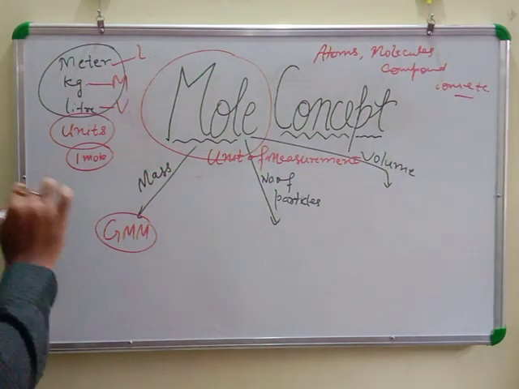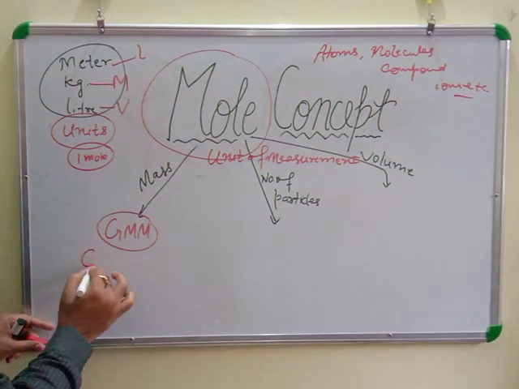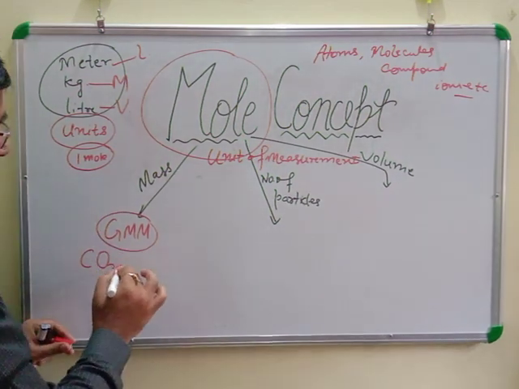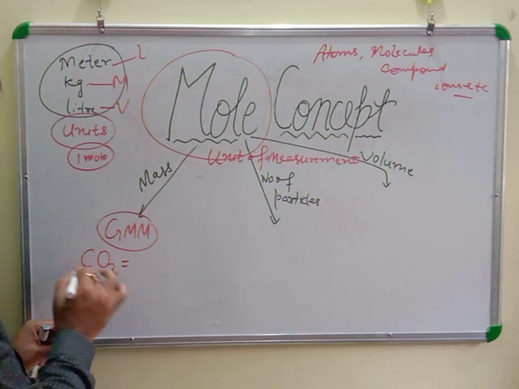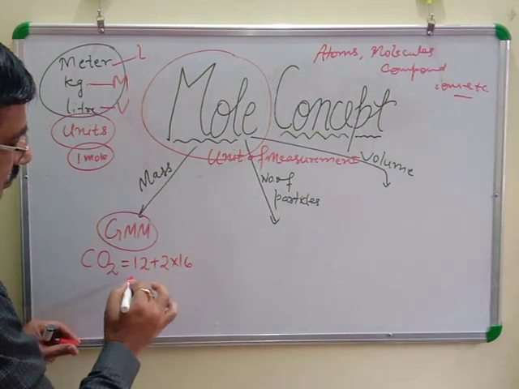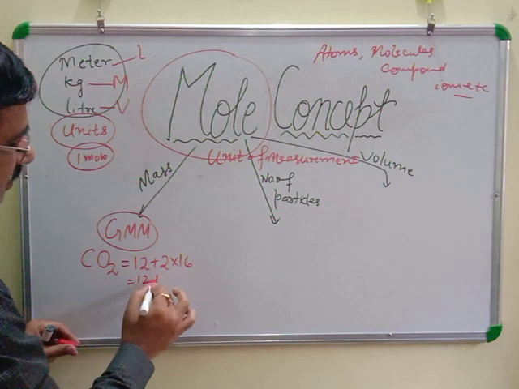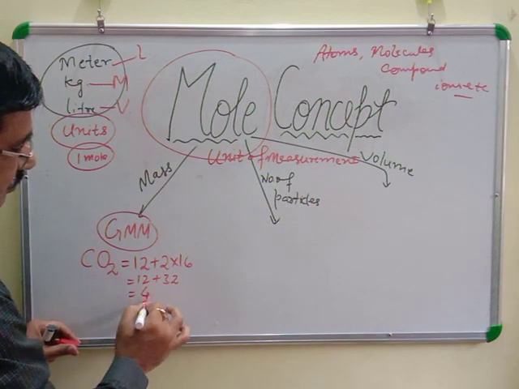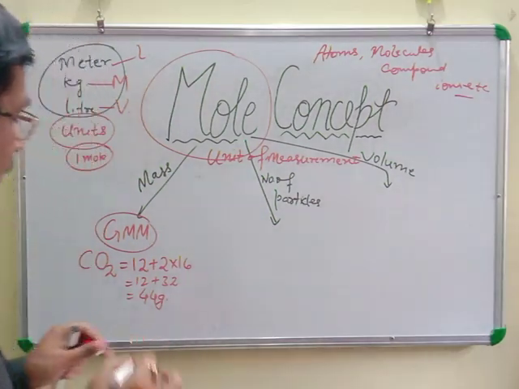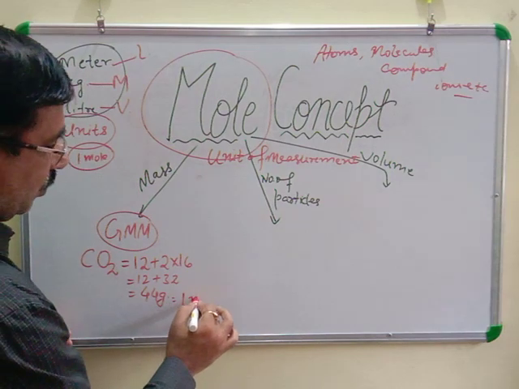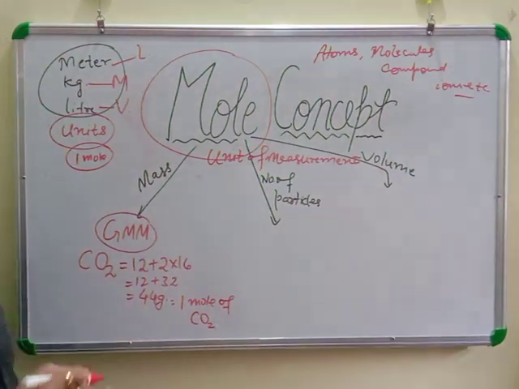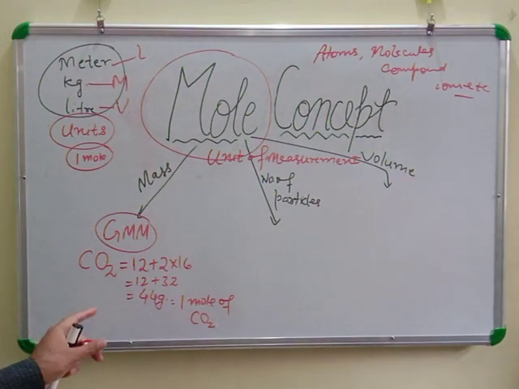As we know, a molecule like carbon dioxide, that is CO2, and we can take the atomic mass for carbon is 12, for oxygen is 16, so 2 into 16 will come 32, and so 12 plus 32 will come how much? 44 grams. So this 44 gram is 1 mole of CO2. Alright. So I think it is clear.